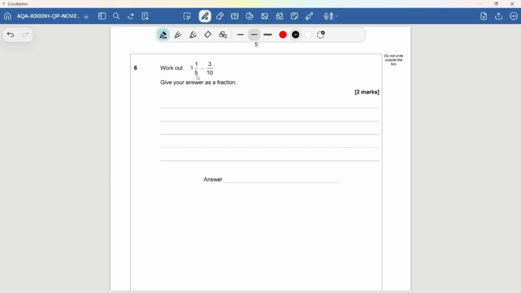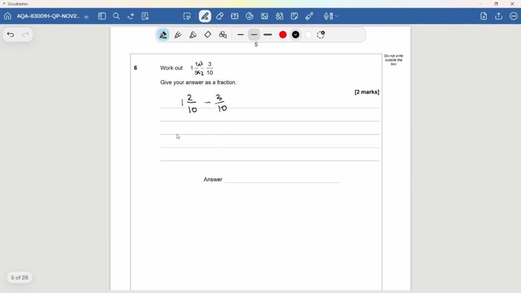What I can do instead of doing all that, I see there is some connection between these two denominators. So if I do this times 2, I get 5 2s is 10. So I do the same thing for the numerator as well. So now this mixed number is 1 and 2/10, which is equivalent to 1 and 1/5, of course, and minus 3/10.